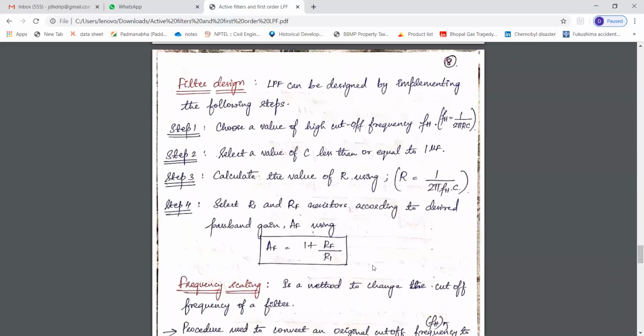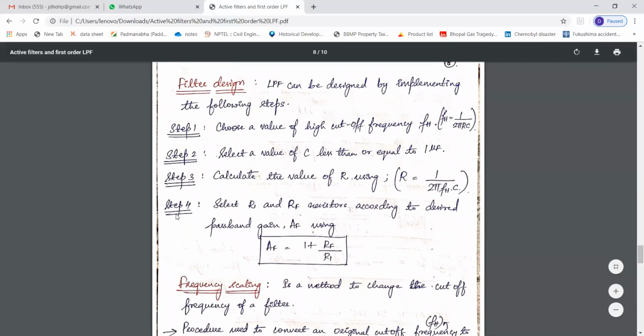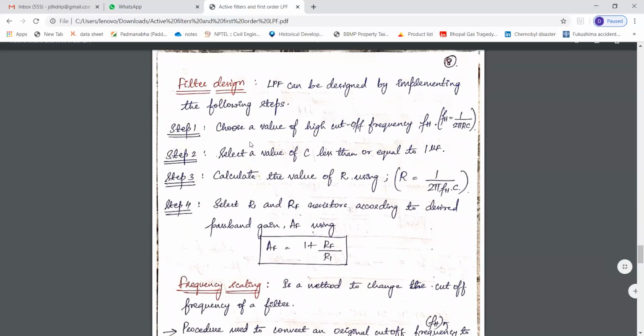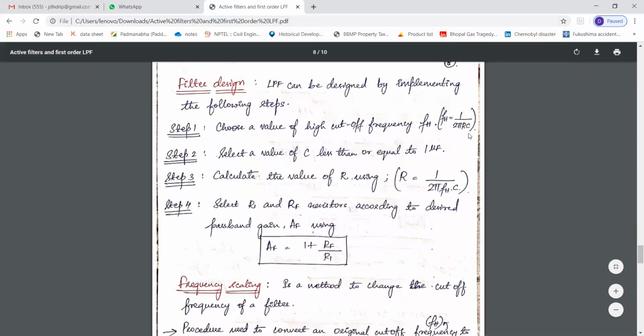And the filter design steps. This is very much important in problem solving, so you must remember these. How a low pass filter is designed is given here. There are 4 steps. In the first step, we are going to choose a value for the high cutoff frequency FH. We know that FH is equal to 1 by 2 pi RC.